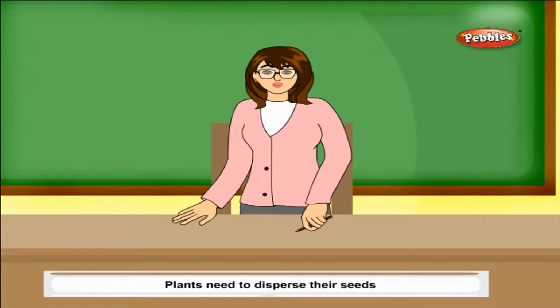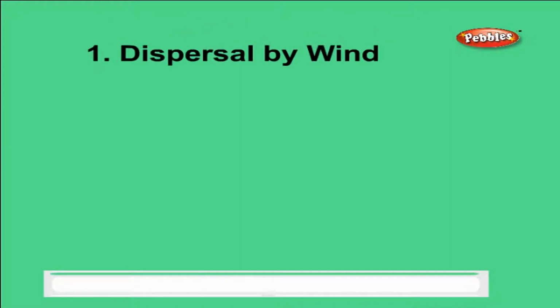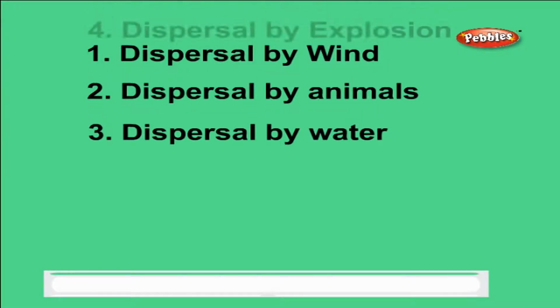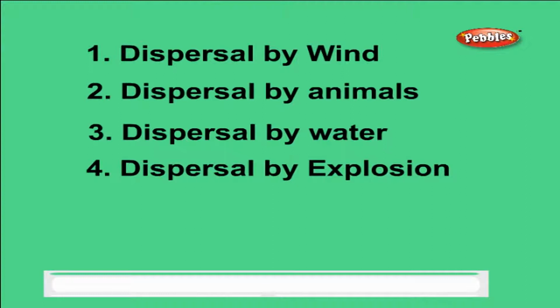Plants need to disperse their seeds so that they do not grow too close to one another. The process by which a seed produces a baby plant or seedling is called germination. The process by which the seeds are scattered away from the plant that produces them is called dispersal. Dispersal happens in several ways: dispersal by wind, dispersal by animals, dispersal by water, and dispersal by explosion.